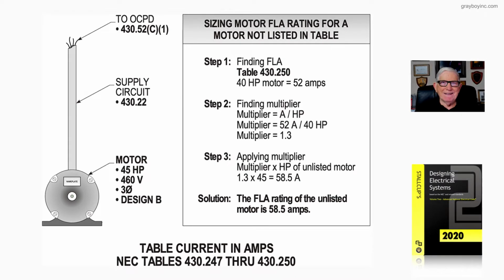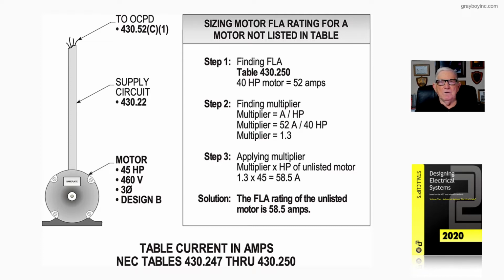This figure 18-60 deals with the procedure for finding the full load current rating of a motor that does not appear in tables 430.247 through 430.250. Now, reviewing the information and the illustration about this motor, it's a 45 horsepower, 460 volt, three-phase Design B.